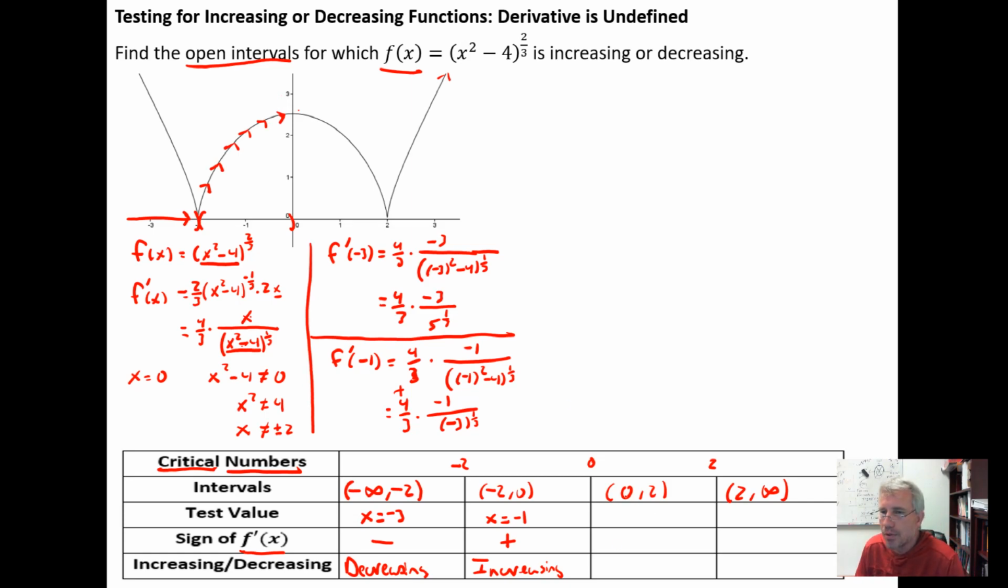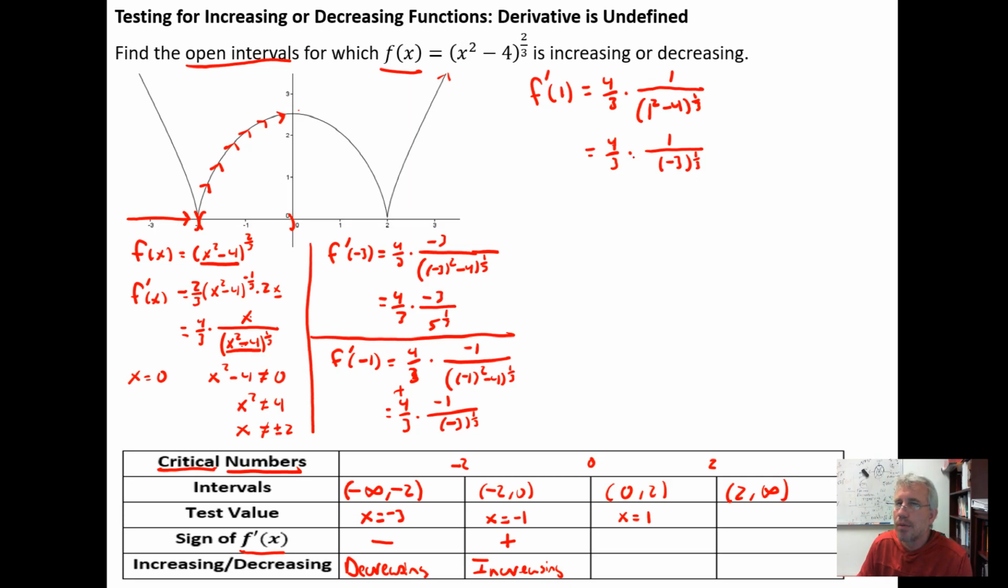The next test interval is 0 to 2. X equal to 1 is an element of that open interval. Plug 1 into the derivative, so f prime of 1 equals. The derivative is 4/3 times x in the numerator, so replace x with 1, and then it's x squared minus 4, all to the 1/3 power. Simplify enough to determine what the sign of the derivative is. 1 over 1 squared minus 4 is -3 to the 1/3 power.